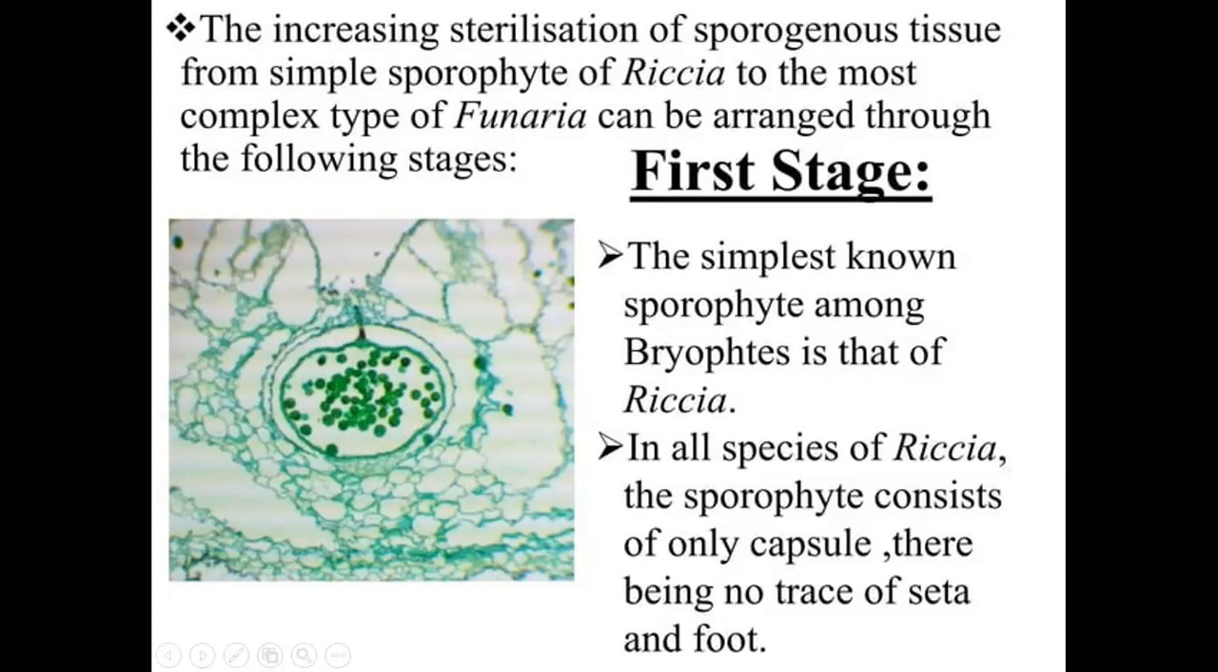Now, in Riccia, you can see that the sporophyte is represented only by the capsule. I repeat, in Riccia, that is in the primitive form of bryophyte, the sporophyte is represented by only a capsule region. There is no trace of any foot or seta region.